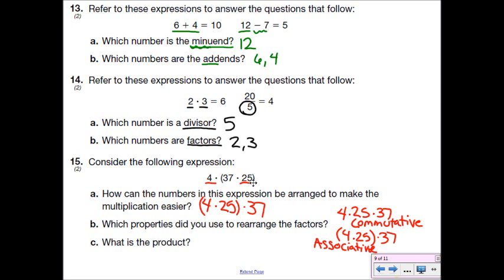And then the last question says, what is the product? Well, now that I've rewritten it this way, 4 times 25 is 100. 100 times 37, like I said, you just take the zeros from the 100 and put it at the end of what you're multiplying it by. So we have 37 and then 2 zeros.